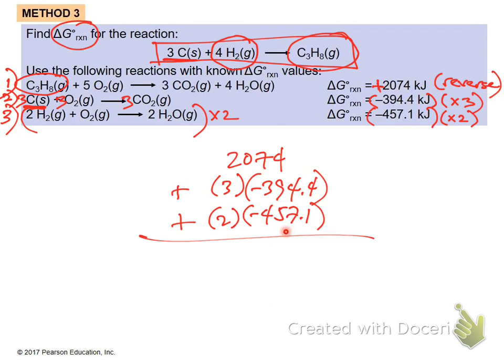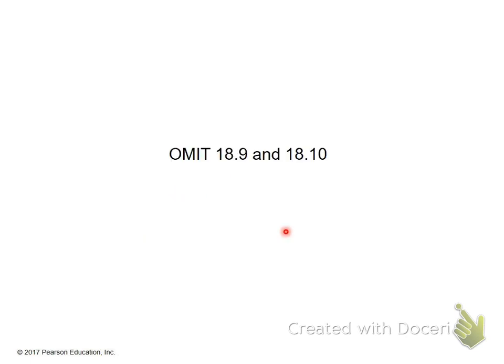So the answer here is negative 23.4 kilojoules. All right. All right, so we're going to omit sections 9 and 10, and that basically ends chapter 18.